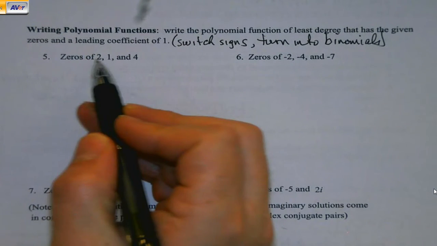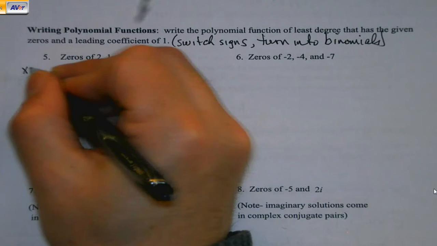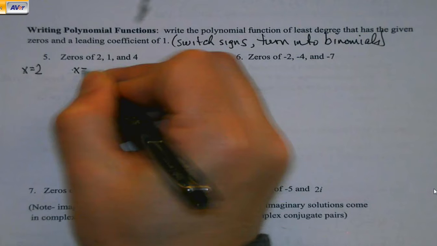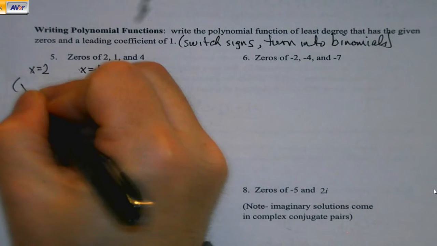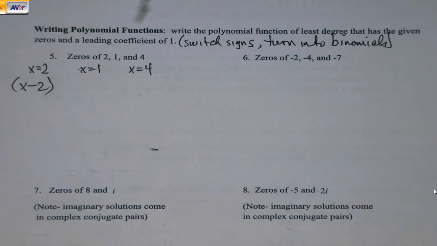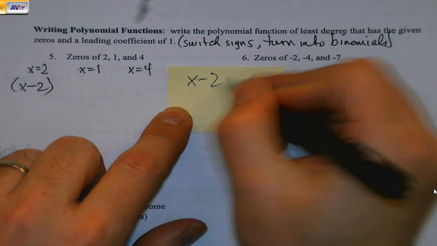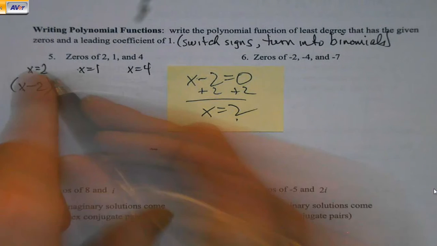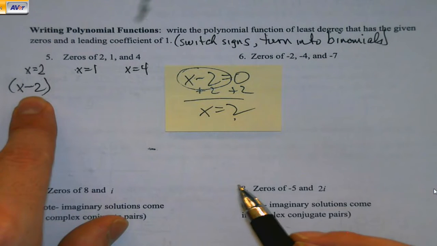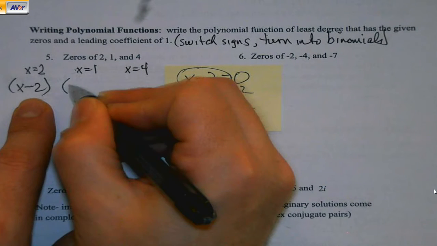But when we have zeros of 2, 1, and 4, okay, what we realize is my answers were x equals 2, x equals 1, and x equals 4. So now I'm going to think back a step from that. What that would mean is my parentheses that I had before would have been x minus 2. Well, why? Because if I would have had x minus 2 equals 0, there's the x equals 2. That's the binomial it represents. And so I'm going to do that on all of these.